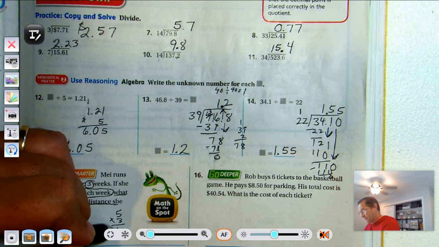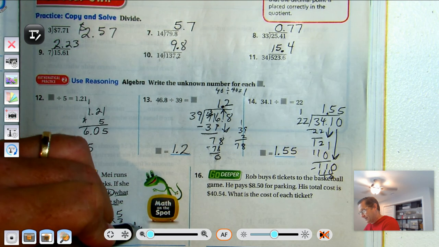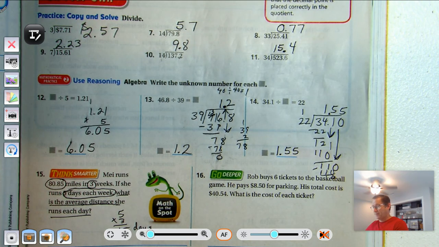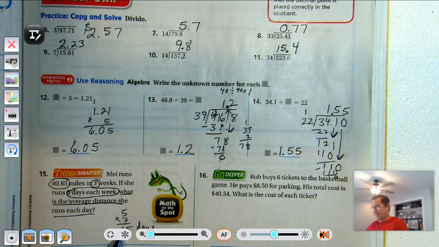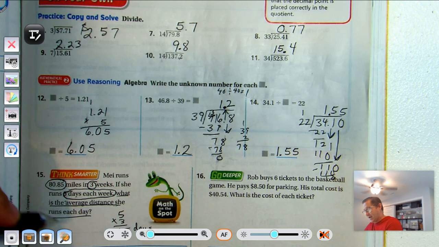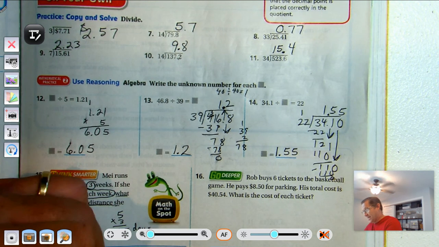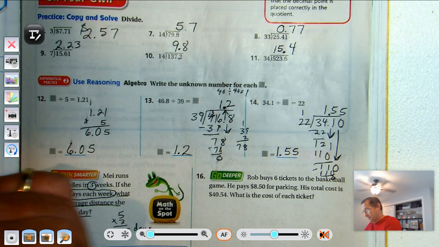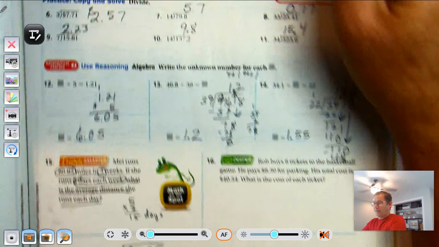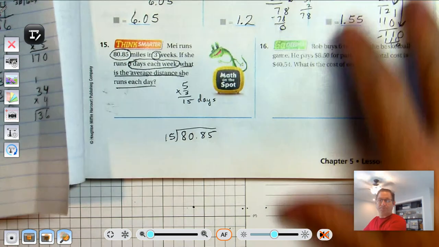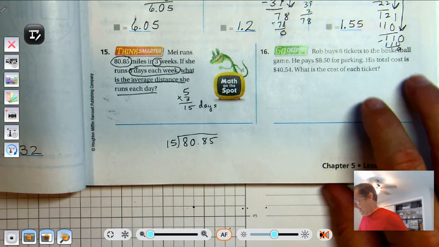5 times 3, 15 days. 5 days in each week. She ran for 3 weeks, so 15 days. We have to find out how much she ran each day on average. So we're going to take 80 and 85 hundredths, and we're going to divide by 15 days.